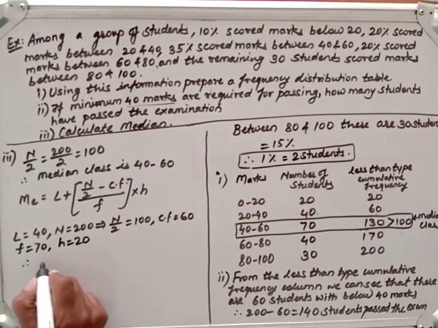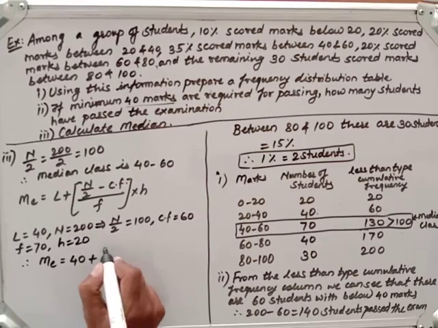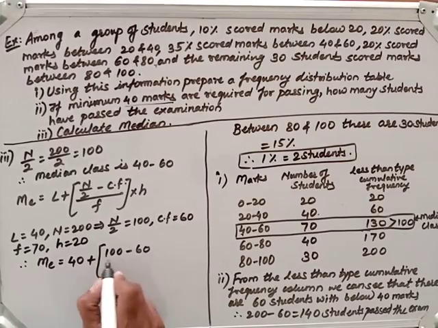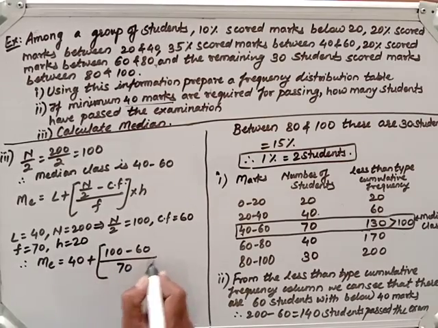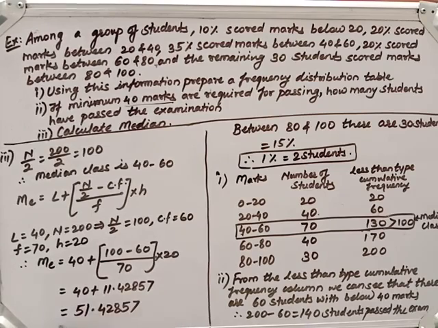So therefore median equal to L means 40 plus here n by 2 means 100 minus cumulative frequency, that is 60, upon F is 70, multiplied by 20. So it will be 40 plus, now this calculation I have done, it is 11.42857. You can check yourself. So the answer is 51.42857. This is our required median here.